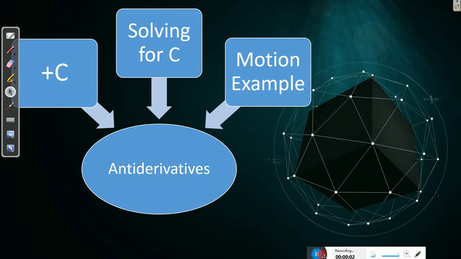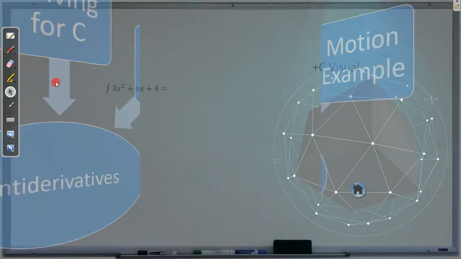Hello and welcome to Calculus Tutorial. We are going to be taking a look at antiderivatives some more and what we can do with that plus c, kind of what it means, how can we solve for plus c so it's no longer a number we don't know, and then we're going to apply that to a motion example. So first, what does this plus c sort of mean?